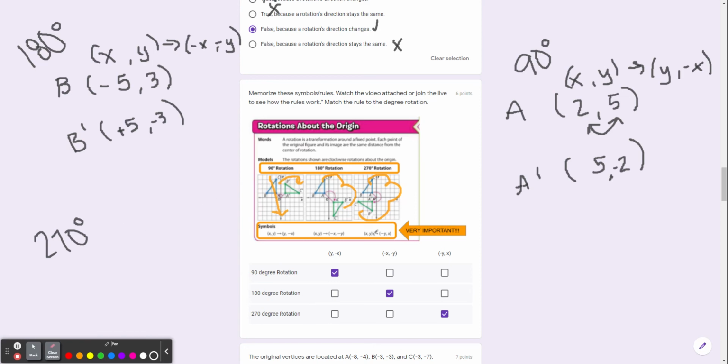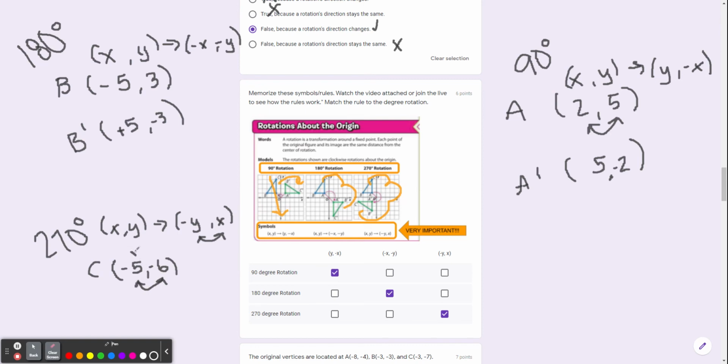So the 270 rule says my xy is going to turn into opposite y and then x. So let's put an original xy, I'm going to say point C. Point C is going to be at, let's do some negatives, negative 5, negative 6. So now I want to switch them around. This tells me that I need my y in the front and my x in the back.